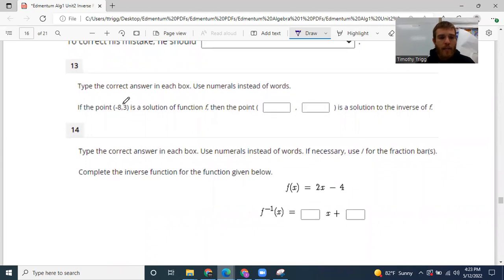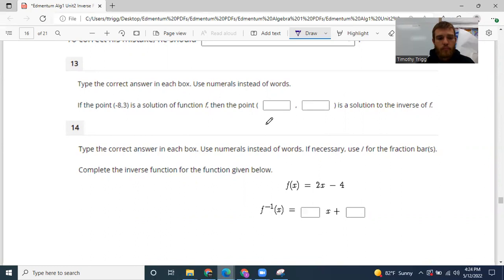If the point -8, 3 is a solution for f, then the point blank blank is a solution for the inverse of f. So what do we do with these points again? Okay.